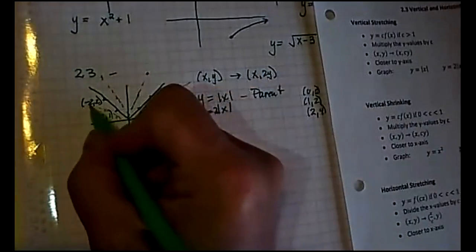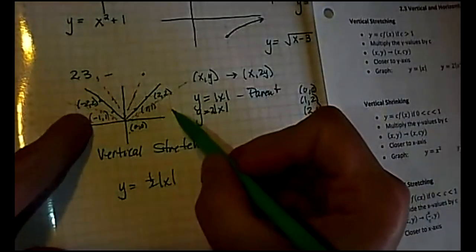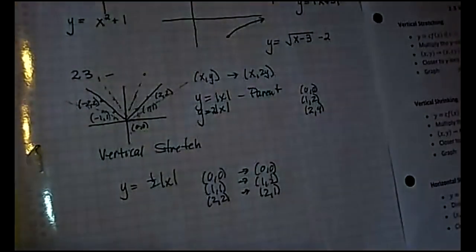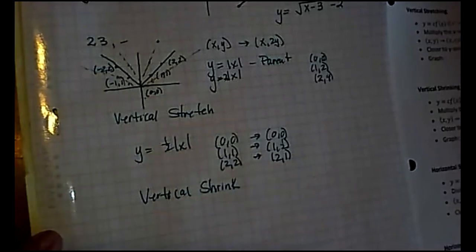Well, what axis is that getting closer to? This is getting closer and closer and closer to the x-axis. So that is a vertical shrink. All right, that's a vertical shrink.